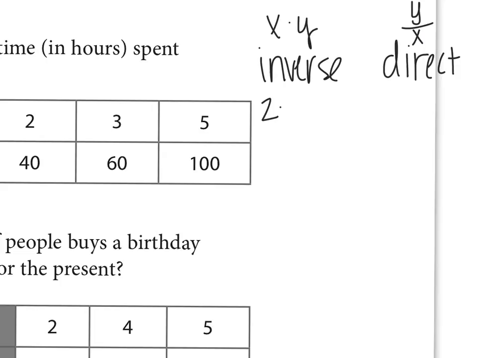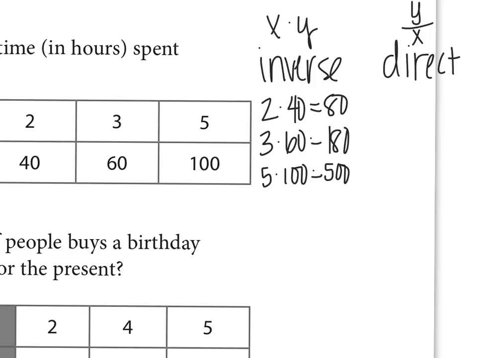So we're going to do 2 times 40, which is 80, and 3 times 60, which is 180, and 5 times 100, which is 500. So notice that it gave us 3 different values for the constant, so that tells us that it is not inverse variation. So we're going to check direct variation.